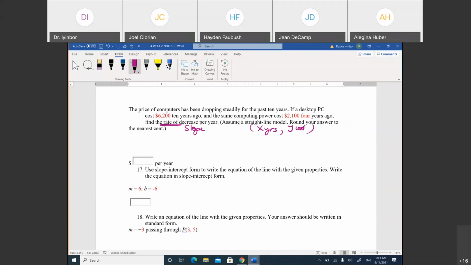So the first point, it says 10 years ago, right? So that means x is negative 10 because it's 10 years ago. The price is 6,200. That's the cost, right? So the x is negative 10, the y is 6,200. Then the second point given is, the price is 2,100, 4 years ago. So what is x?